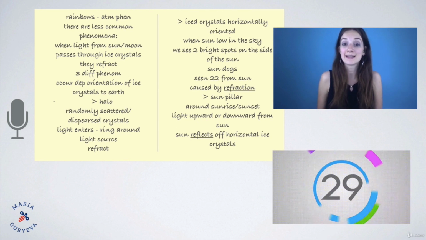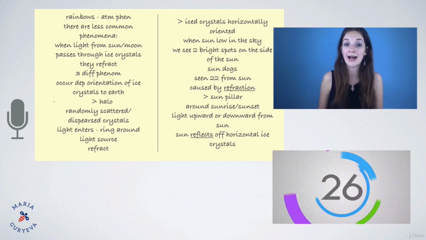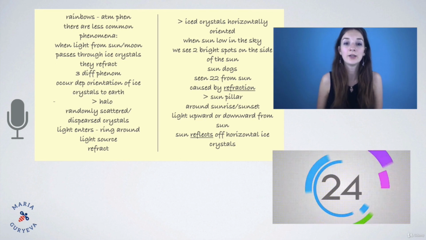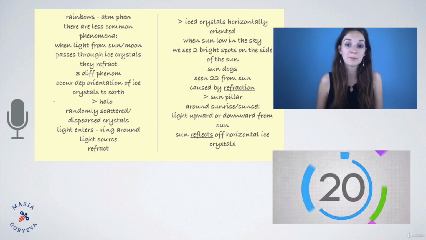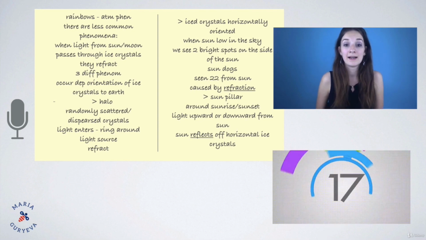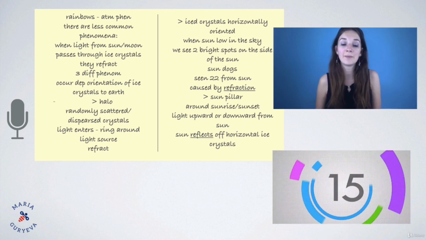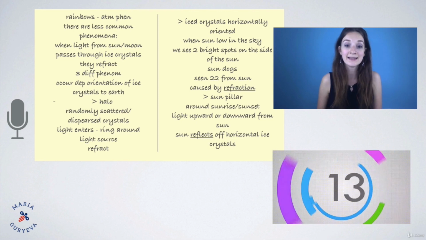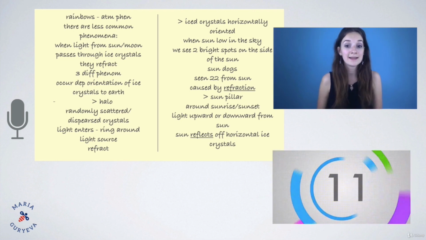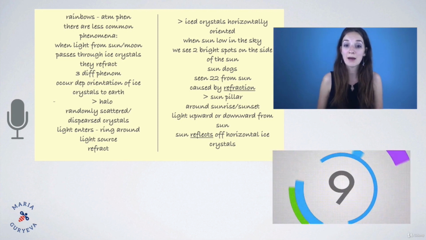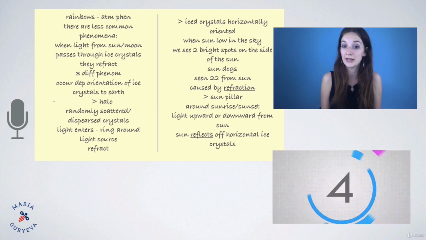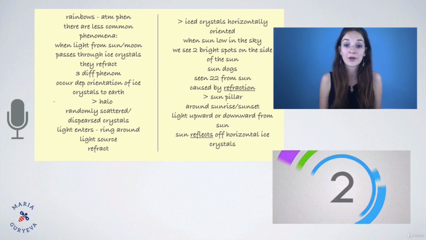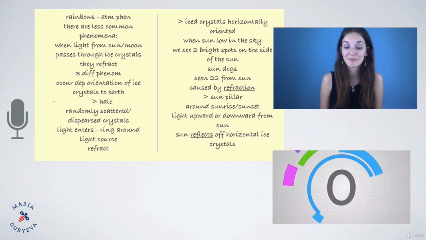The second one is sundogs, and this is when ice crystals are oriented horizontally, not randomly, and when the sun is low in the sky, we can see 2 bright spots on the side of the sun. This is called sundogs, and we can see it from the angle of 22 degrees from the sun, and this is caused by refraction as well. The last one is sun pillar, and this happens around sunrise or sunset when we can see light upward or downward from sun. Sun reflects off horizontal ice crystals, not refracts.